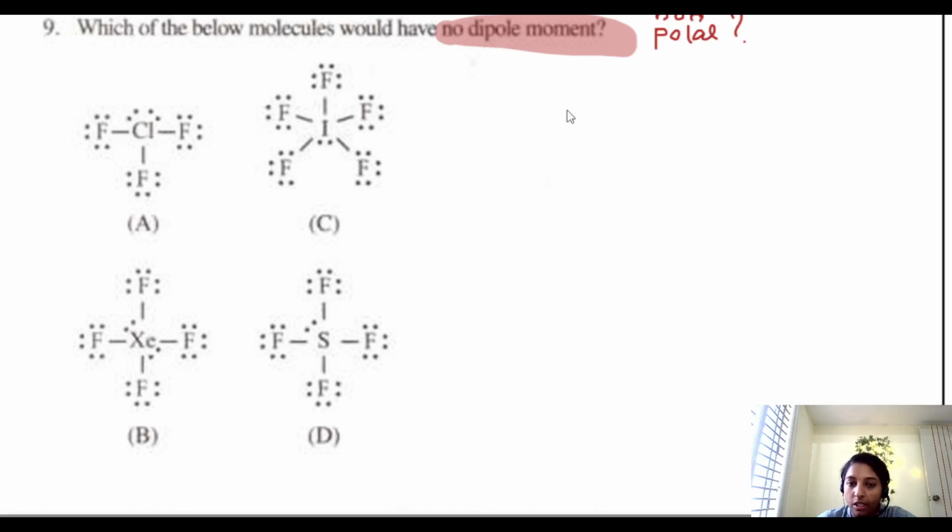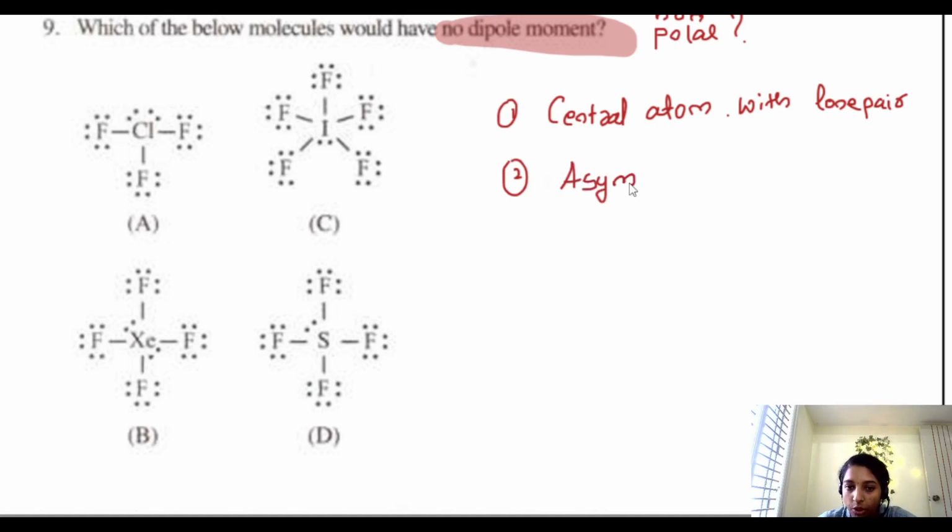So what we studied: a central atom with a lone pair is usually polar, correct? That's one criterion. Generally, it's like that. And the second one is an asymmetric molecule. An asymmetric molecule is also polar. So these are the two conditions. If these are present, it should be polar.